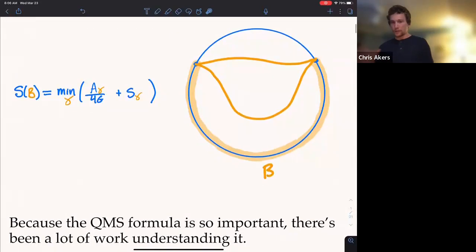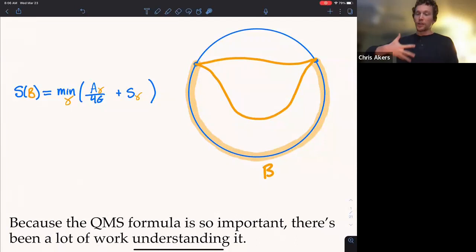Now, this formula has turned out to be really important. For example, the QES formula has been involved in computing the Page curve in these toy models recently, and for many other reasons, say helping us understand bulk reconstruction. If you know what that is, I'm going to remind you.